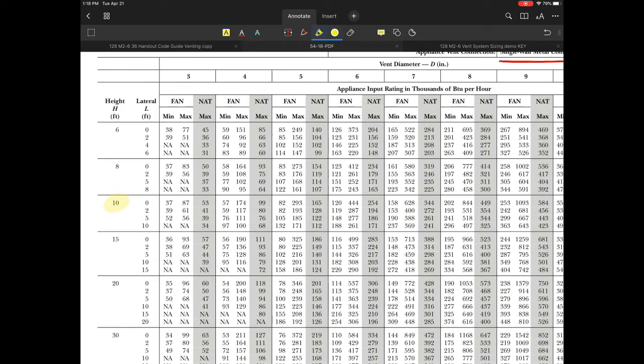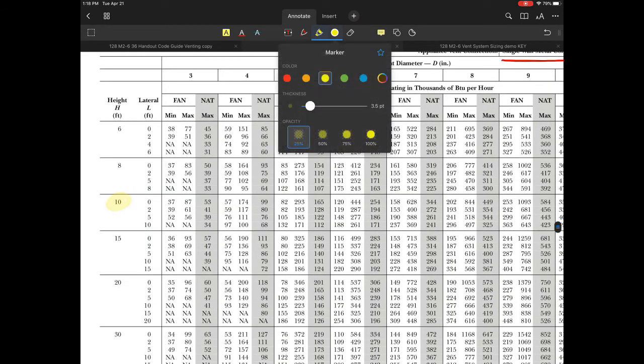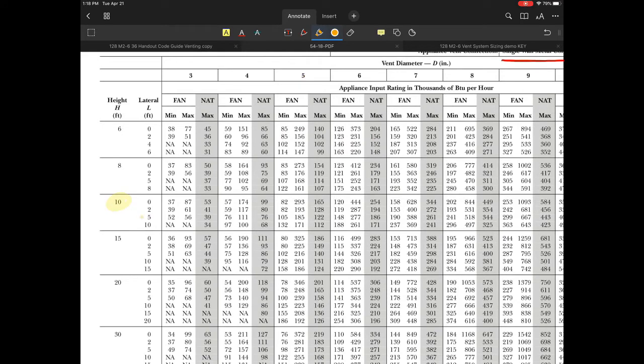The next thing we had was a lateral dimension, and this particular one was a lateral of 5 feet. So again, I'm going to actually do that one in orange here. So I have a 5-foot lateral. Now, if I had a 3-foot or a 4-foot or a 4.5-foot lateral, I would still have used that 5-foot column simply because the longer the lateral, the more energy you steal away from your vent system.